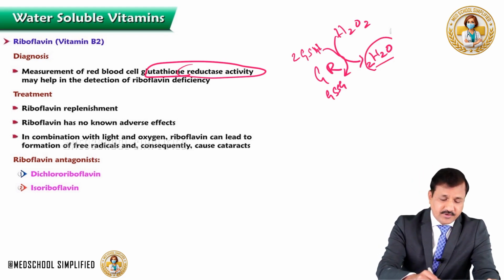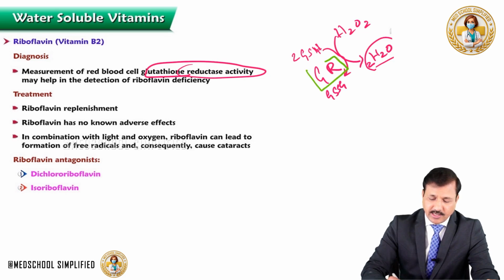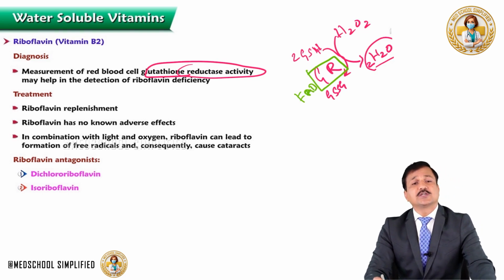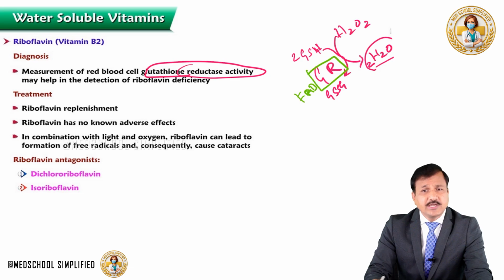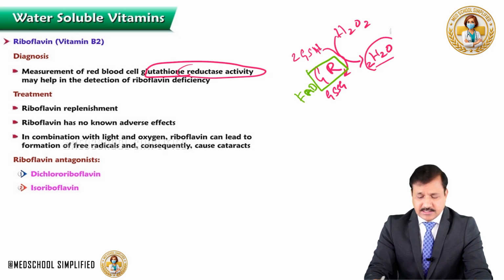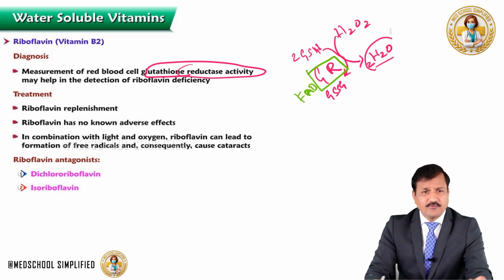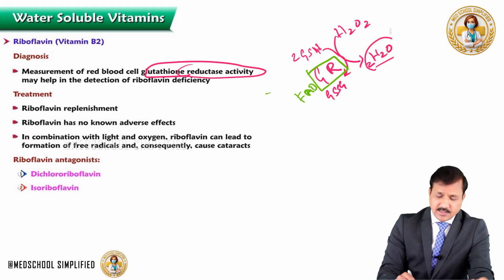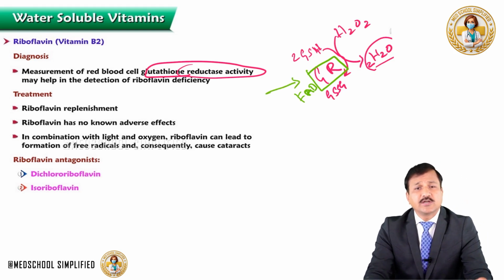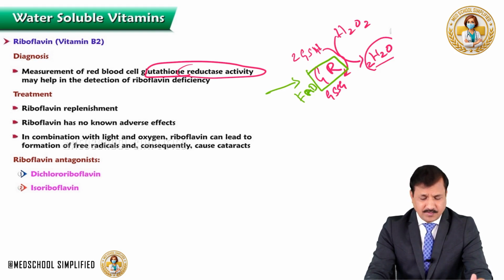And this particular function is catalyzed by the glutathione reductase enzyme, and this glutathione reductase enzyme needs FAD as the coenzyme. If you measure glutathione reductase enzyme activity, that will indicate the amount of riboflavin present in our body. So the nutritional status of riboflavin is measured by measuring RBC, or the red blood cell, glutathione reductase enzyme activity.